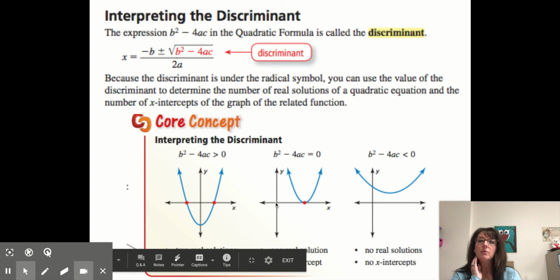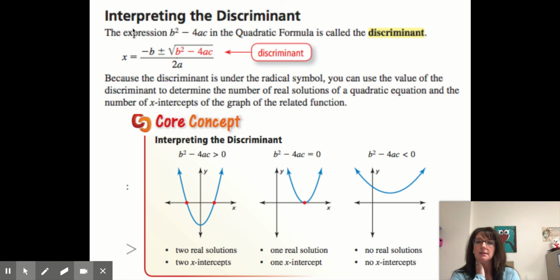Okay, so now we're going to look at the discriminant. It's the expression that's under the radical right here. You can see the discriminant, b squared minus 4ac. It's the discriminant because it pretty much has all the power. It's going to tell us whether or not we're going to have any real or imaginary solutions. Because it's under the radical, we can use this value to determine the number of real solutions, which is also the number of x-intercepts that the graph will have.